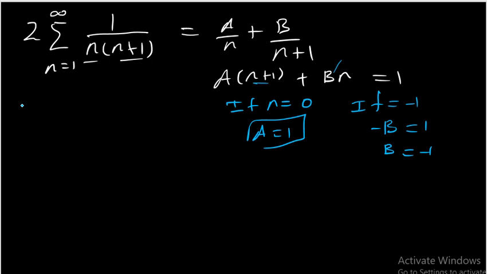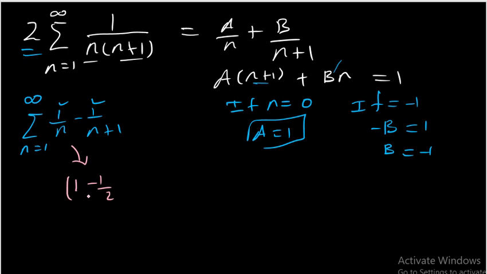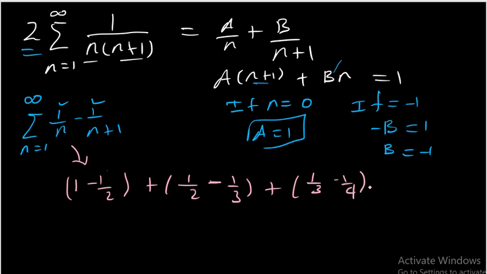So now our series will be, forget the 2, the summation of 1 over n minus 1 over n plus 1. You know, the A value is 1 and the B value is -1, so n starts from 1 to infinity. So what will be the sum of this sequence? Let's write some of the terms. When I insert 1, it will be 1 minus 1 over 2, plus when I insert 2, 1 over 2 minus 1 over 3, plus when I substitute 3, it will be 1 over 3 minus 1 over 4. It goes on. If I need the nth term, it will be 1 over n minus 1 over n plus 1.